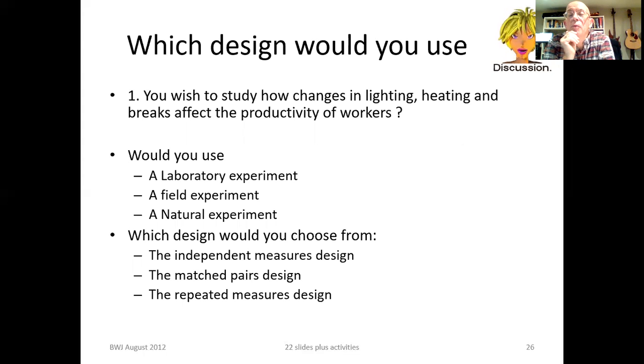We've covered quite a lot of research methods now. So you need to think, what would be the best way of finding out the answer to these questions? Do changes in lighting, heating, and breaks affect the productivity of workers? How much work do they get done? How many jobs do they get done at a certain time? Again, I'll flash through these, but you can pause and try these. Next one.